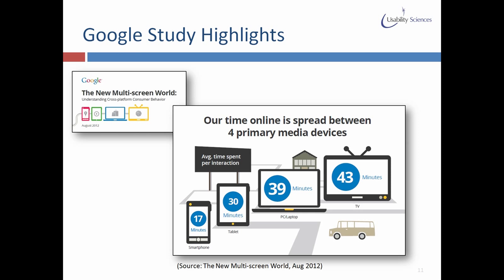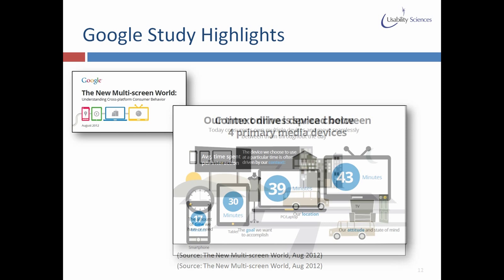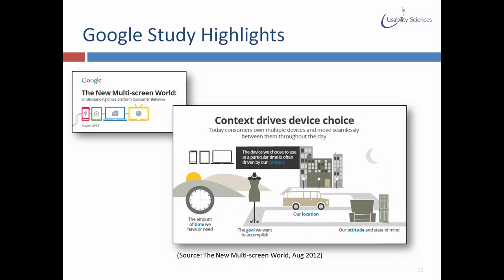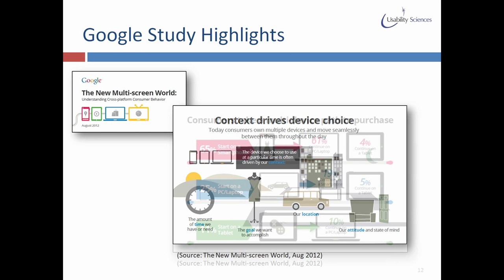So a couple interesting highlights that came from this very large-scale study that Google conducted was that our time online is spread across 4 primary media devices. So from day-to-day activities or behaviors, users are really using a multitude of different devices. Context drives device choice. And we are going to delve into this a bit later. But essentially, based on where a user is in their given day, will dictate the type of device that they're going to be using to interact with websites or various software, apps, etc.